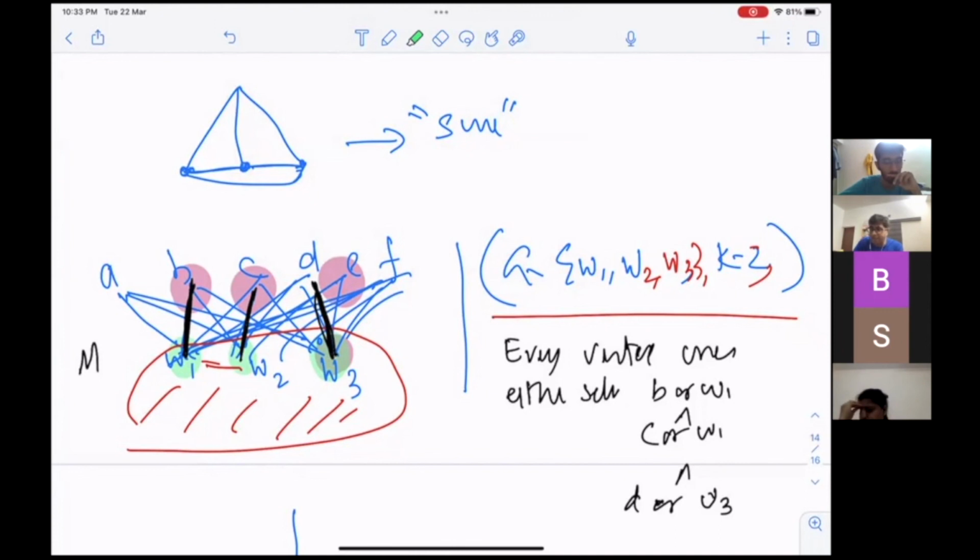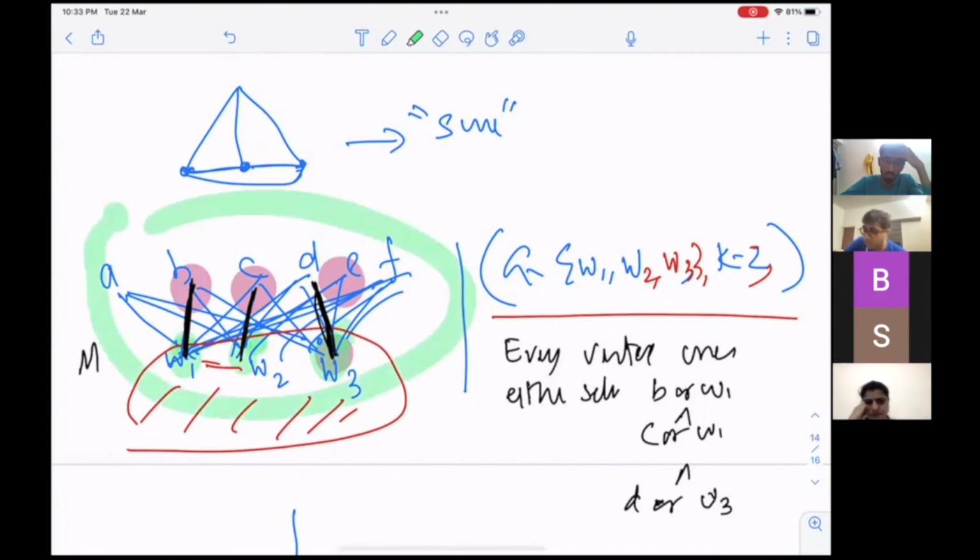It's some portion of the graph, because there are edges between W1, W2, W3, so maybe you're forced to pick something from here. But all I'm trying to tell you is that because of this matching situation, you are supposed to pick at least 3 vertices from A, B, C, D, E, F, W1, W2, W3, because we have a matching BW1, CW2, and DW3.